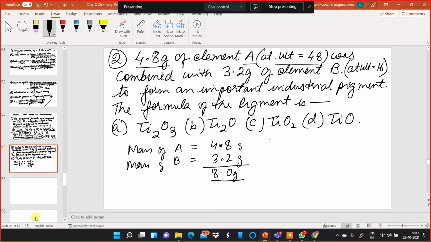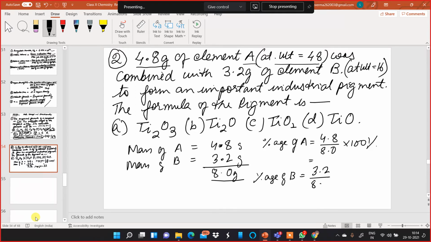So now what you do is get the percentage. Percentage of A will be 4.8 divided by 8.0 into 100%. Simplify this. And then percentage of B, you will get 3.2 divided by 8.0 into 100%. Simplify this also and tell me the answer.